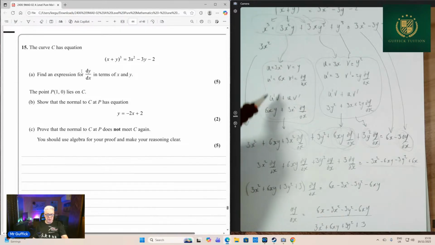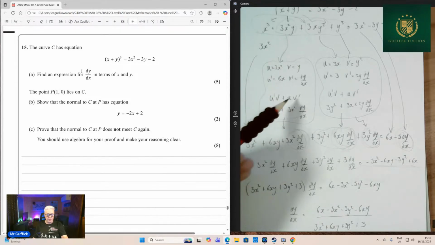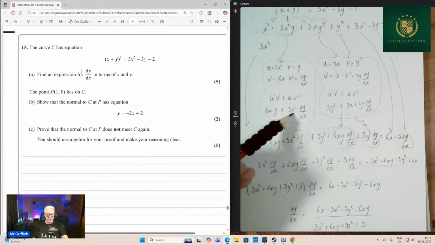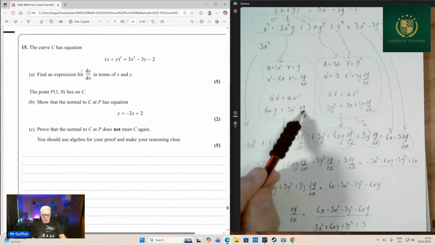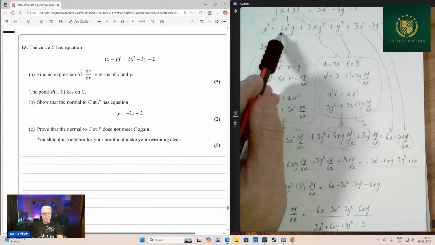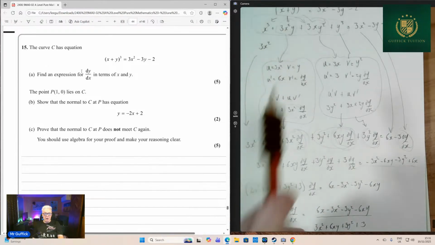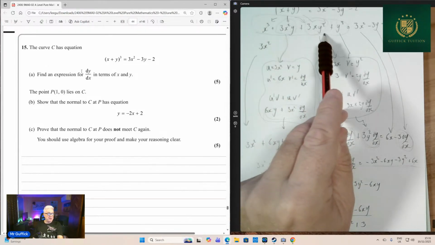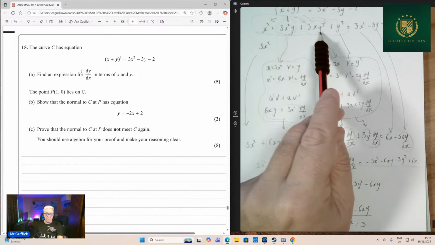So my u dashed is 6x, my v is y, my u is 3x squared, and my v dashed is dy by dx. So that expression there is the derivative of 3x squared y. Okay, now we've got to differentiate 3xy squared. So we've got another lot of the product rule.